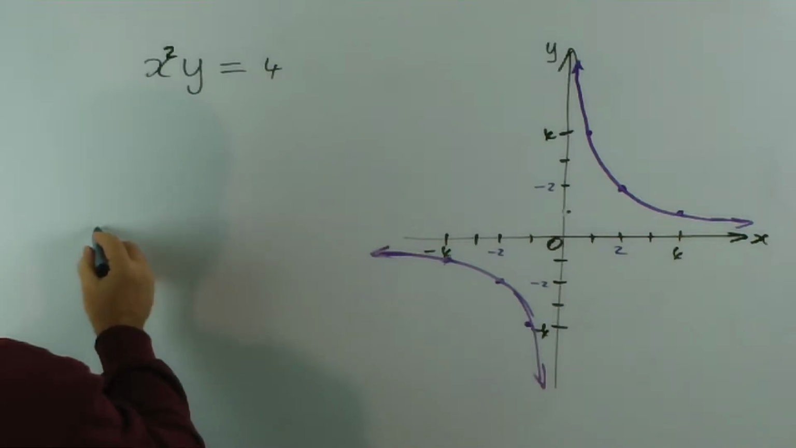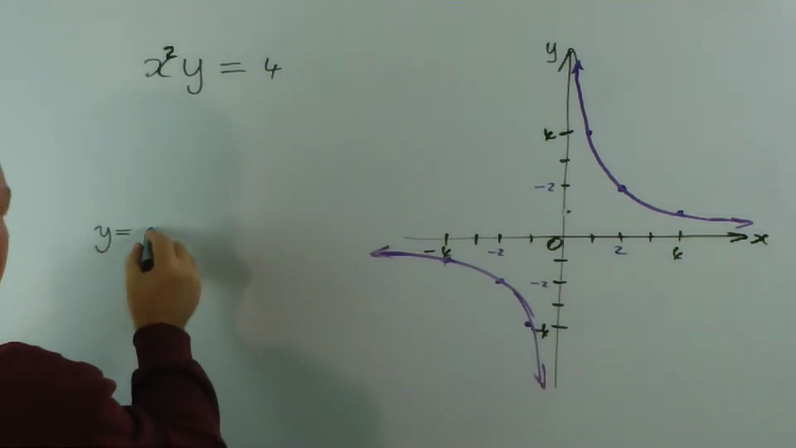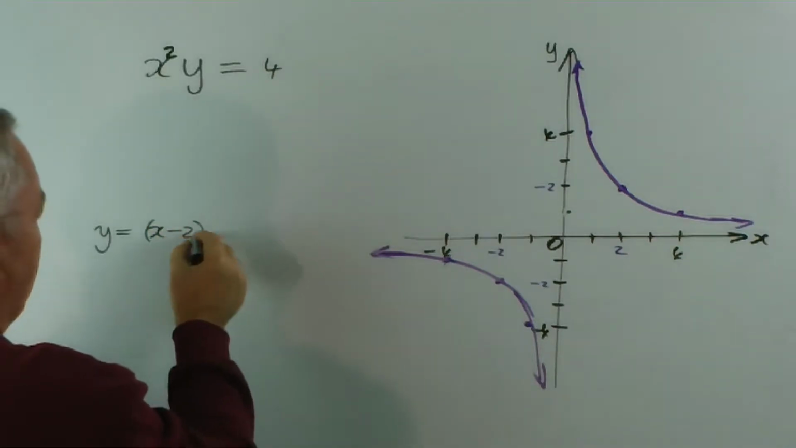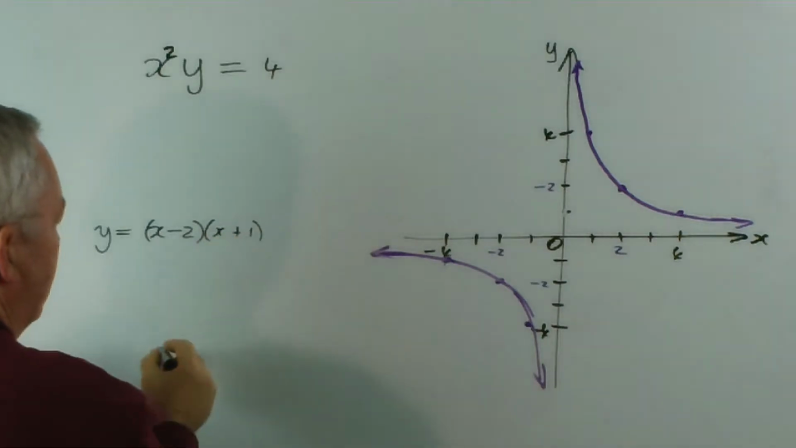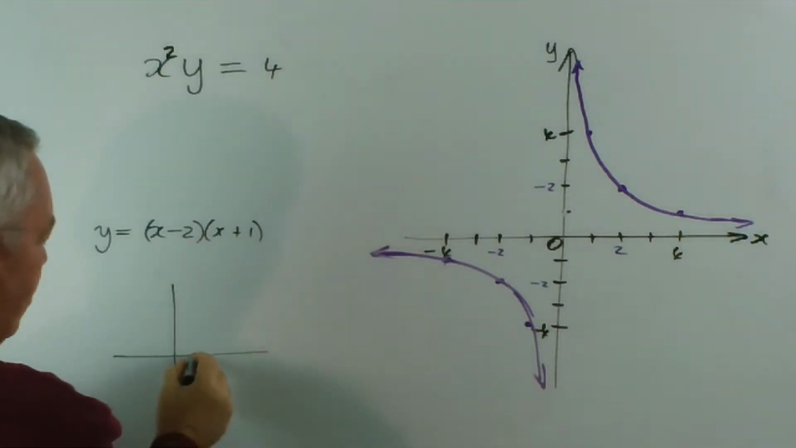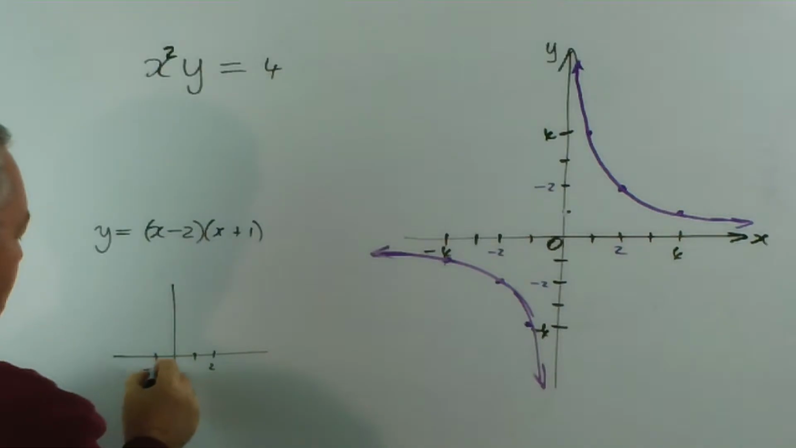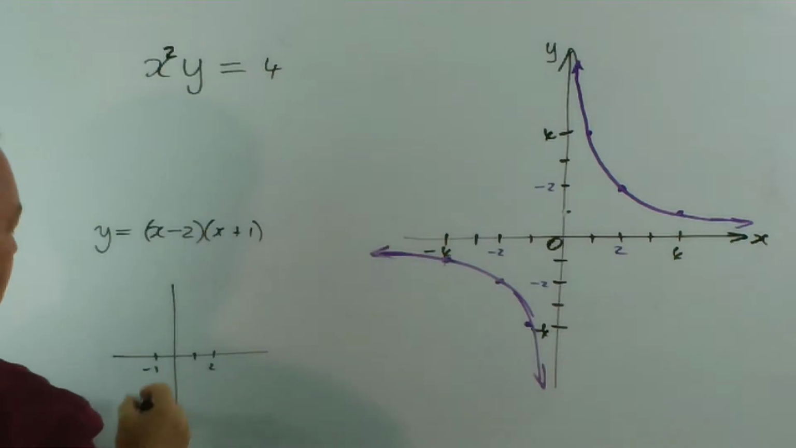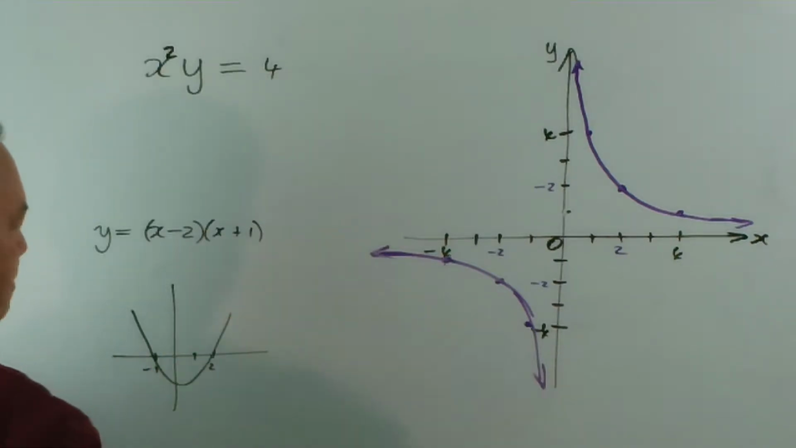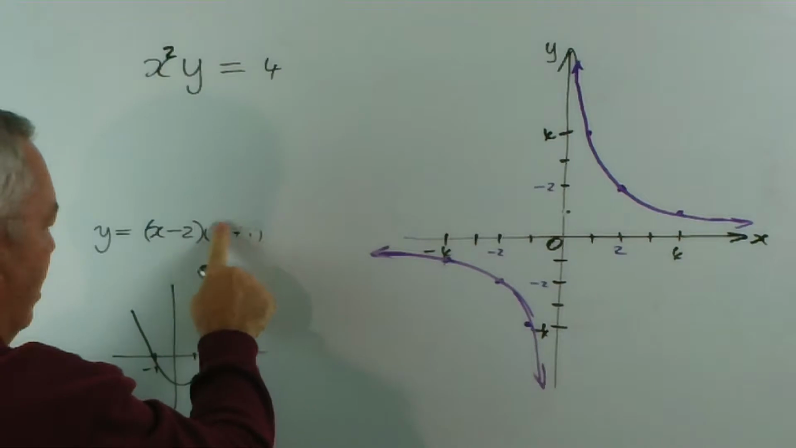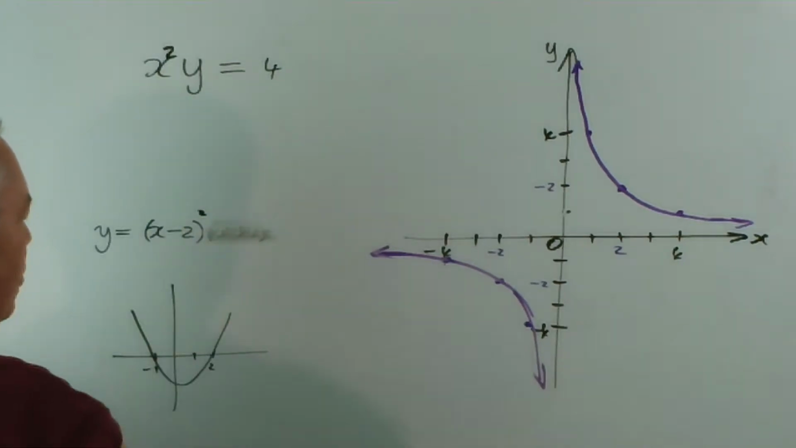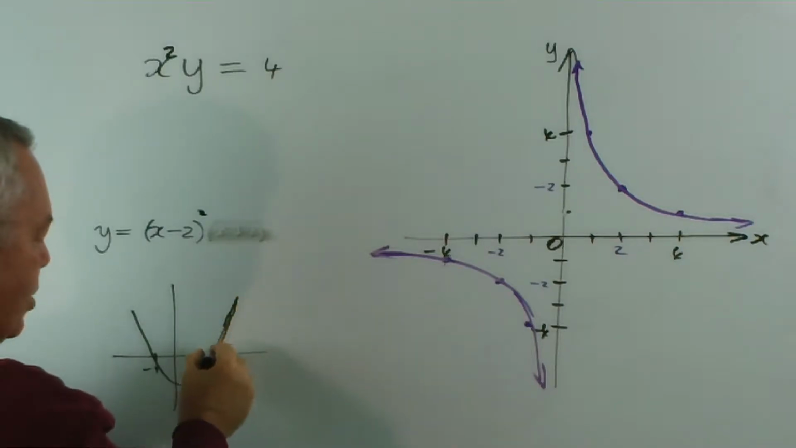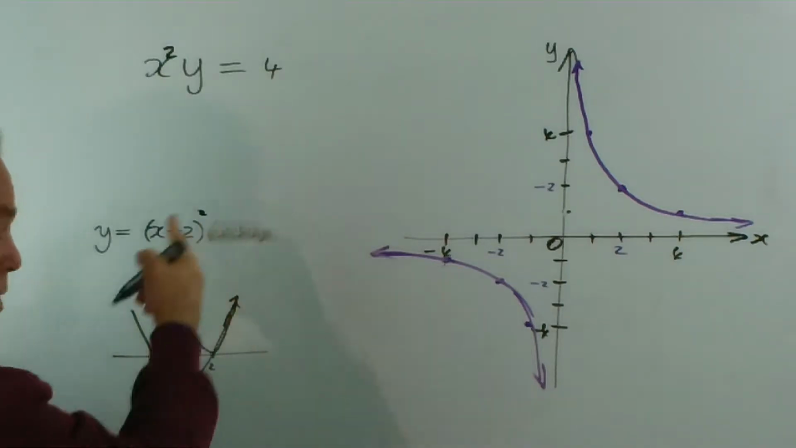If you had a polynomial like y equals x minus 2 times x plus 1, you knew that it went through 2 and -1. You can see the parallels here, and it looked like this. But if I actually had a double root at 2, it came down, but it didn't go through the axis, it just bounced off like a parabola, which is exactly what it is.